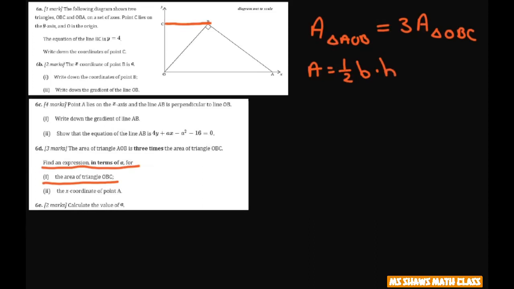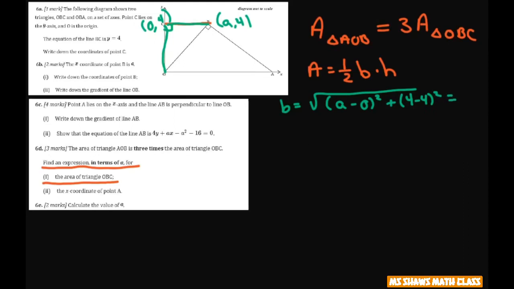So my base, we'll call this the base and this the height. So let's find the base. B equals the square root of (A minus 0) squared, because remember, this was A comma 4, and this was 0 comma 4, plus (4 minus 4) squared. This cancels out because that's 0. So B equals the square root of A squared, which just equals A.